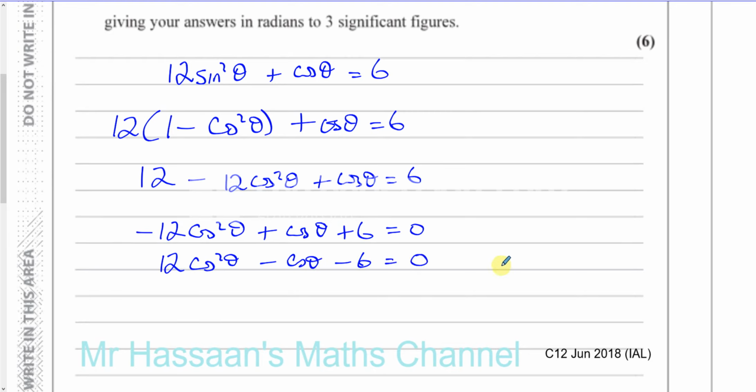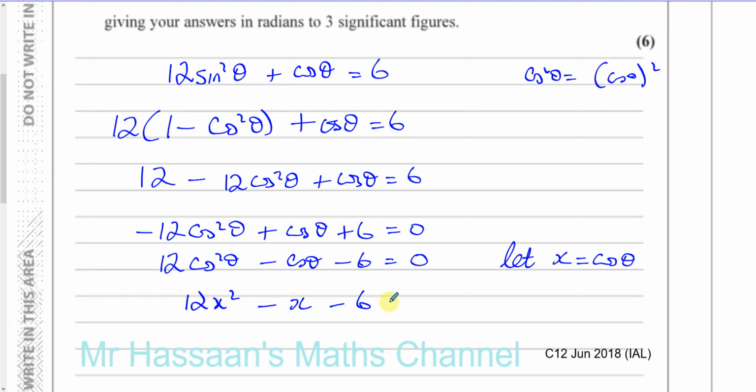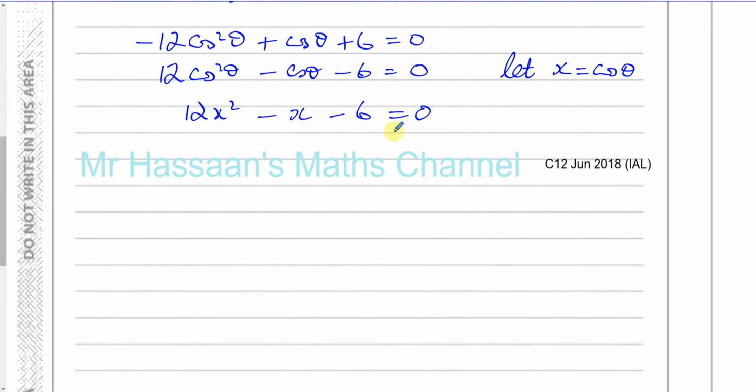And just to make life a bit more friendly, let's call x equals cosine theta. So let's change the cosine theta for x. So this is going to be 12x squared, because cosine squared theta is actually, that's what it means, cosine theta squared. So this is 12x squared minus x minus 6 equals 0. Now we could try to factorize this and solve it. So let's try to factorize it.